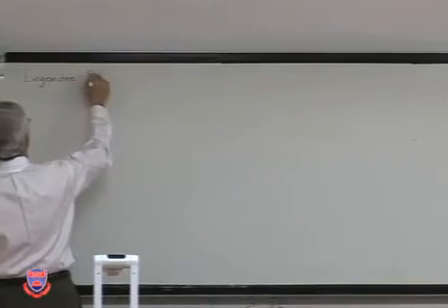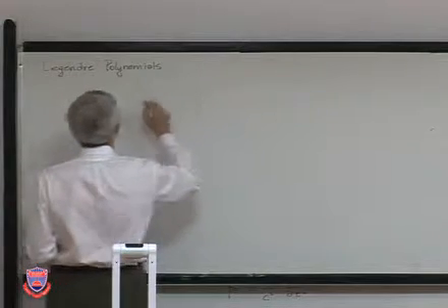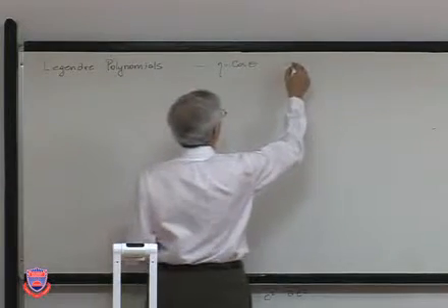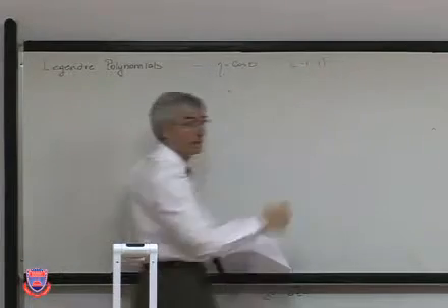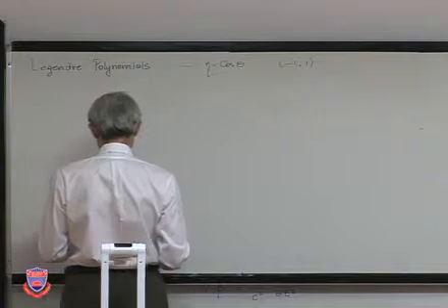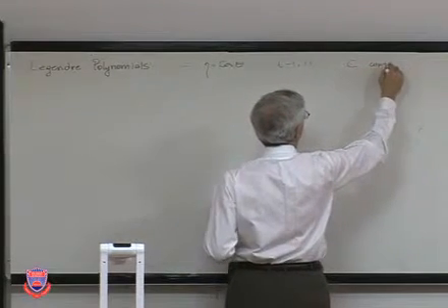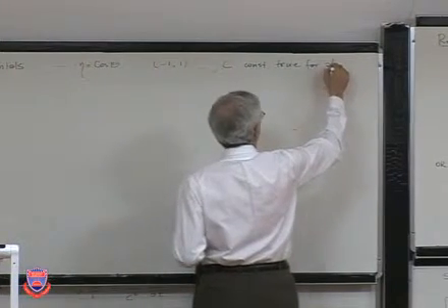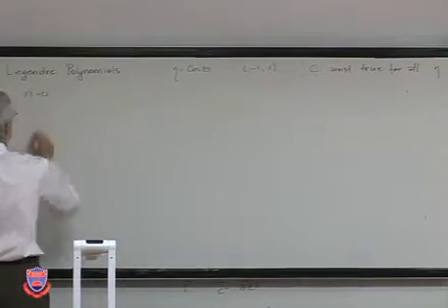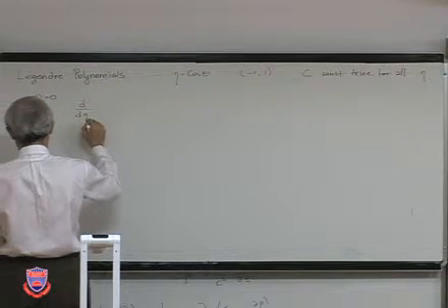Legendre polynomials. Now let's note that eta is the same as cosine theta. That means its values range between minus 1 and 1, by definition. And C is a constant, true for all values of eta. So first of all, let's see the symmetric case, the axisymmetric case, where we can rewrite the equation.